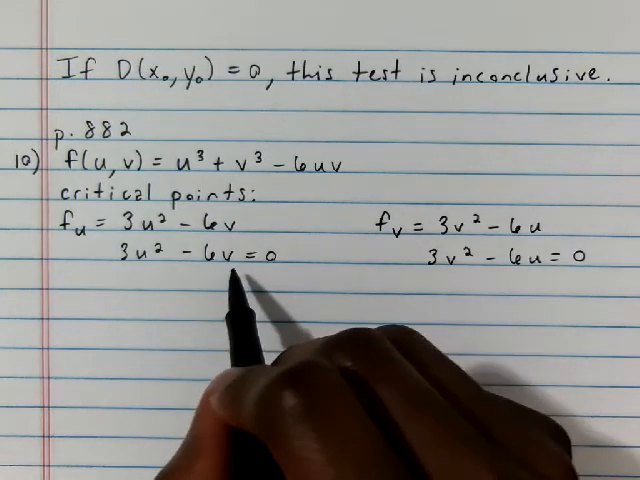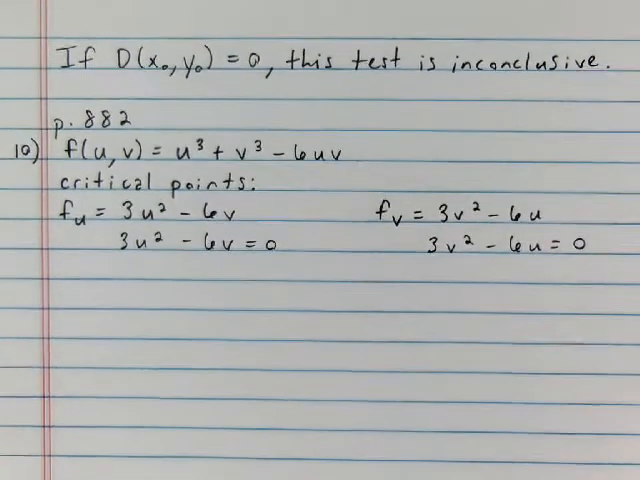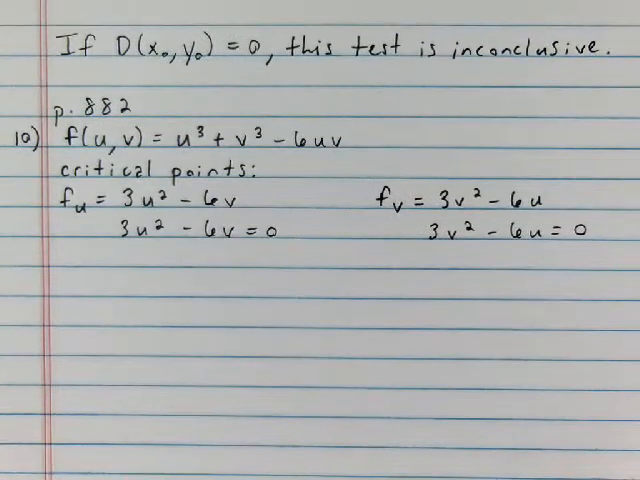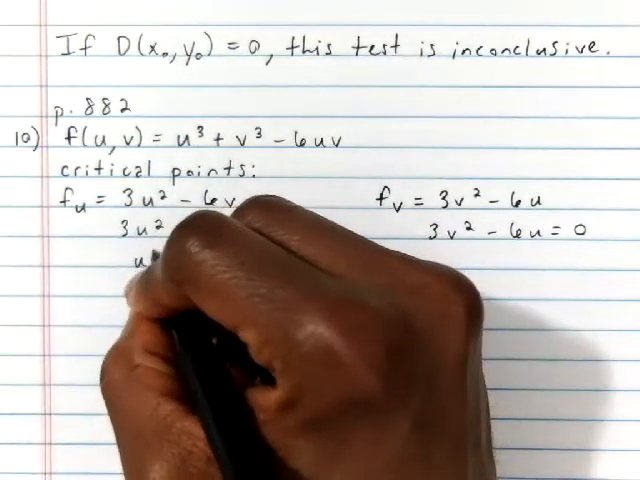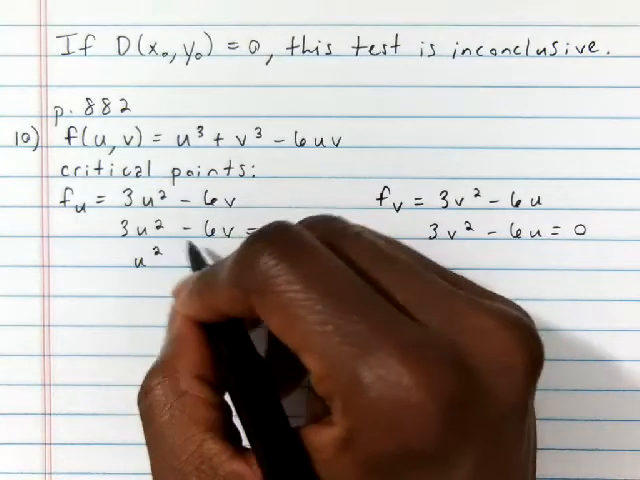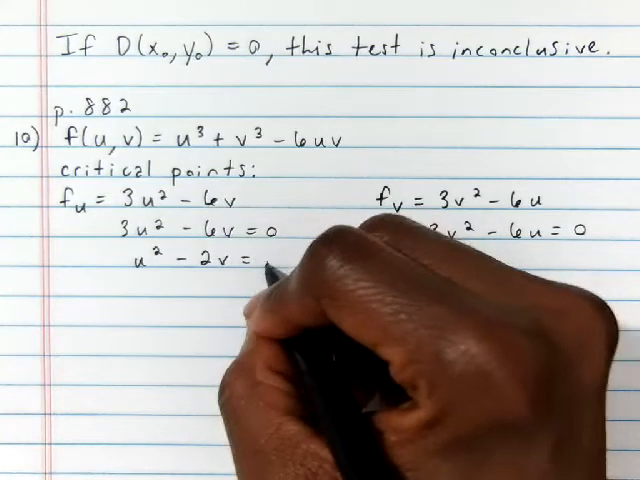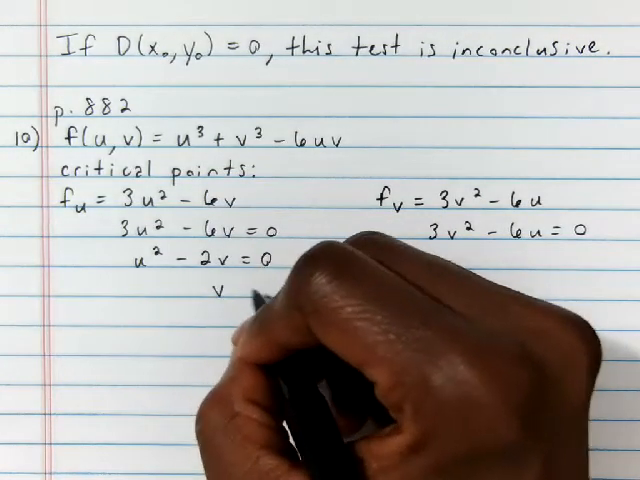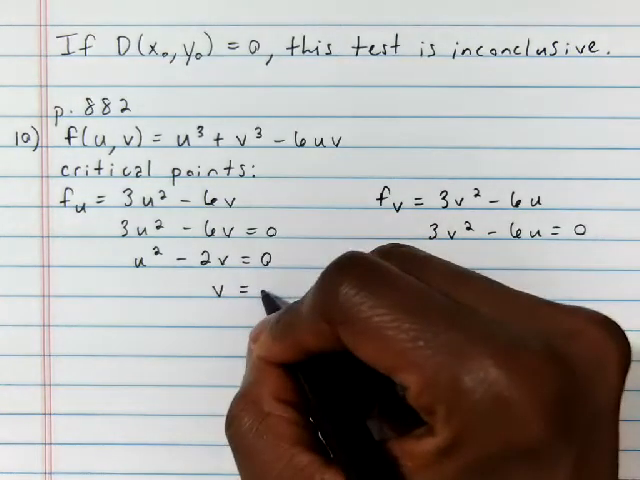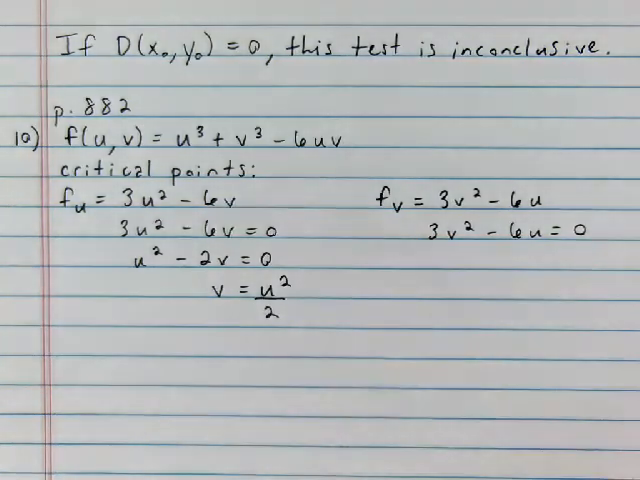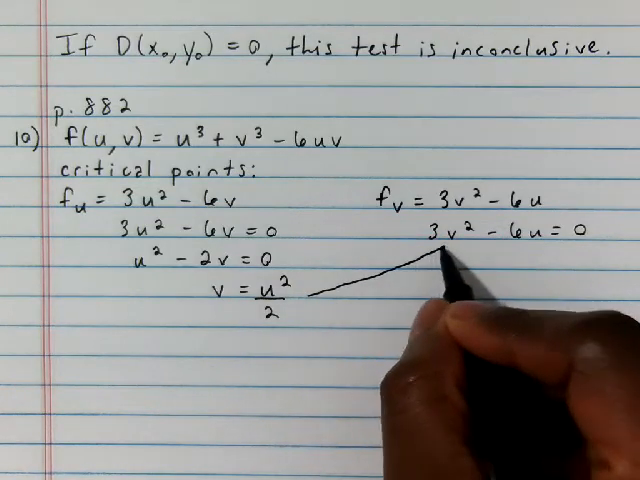So I'm going to solve this one for v and substitute it into here. And you can go through the algebra however you want to, as long as you do it correctly. Sections 13.8 and 13.9 are both very algebra intensive, so just be careful with your algebra. So I'm going to divide both sides by 3. That gives me u squared minus 2v equals 0, which gives me v equals u squared over 2. And I'm going to take this v and substitute it in right there.